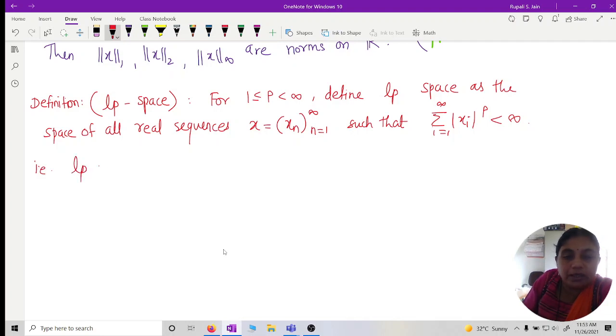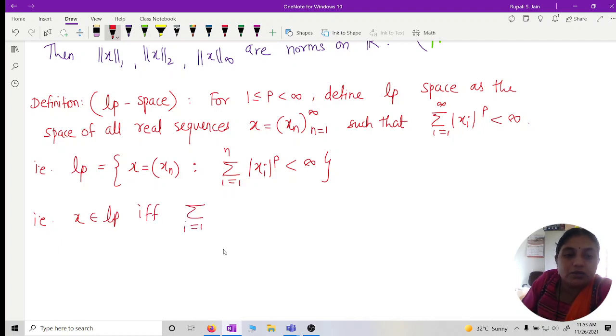That is, LP I can write as the set of all sequences (xn) such that the summation i = 1 to n of |xi|^p is less than infinity. That is, x belongs to LP if and only if the summation of |xi|^p is finite. So what is LP space? LP space is nothing but the space of all real sequences for which the summation of |xi|^p is finite. Such a space is called an LP space.